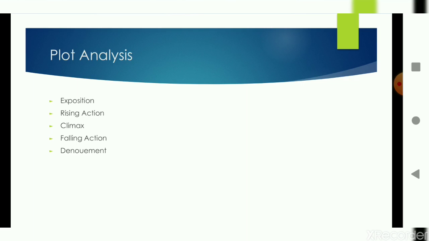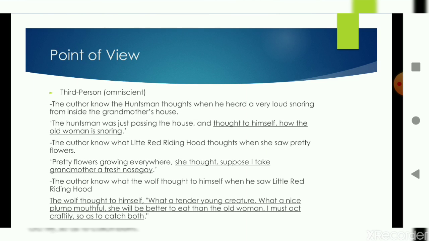This time she went straight to the grandmother's house until the wolf was outsmarted by Little Red Riding Hood and her grandmother, and he was drowned. After that, no one ever did anything to harm her again. Then after plot analysis, we have point of view.